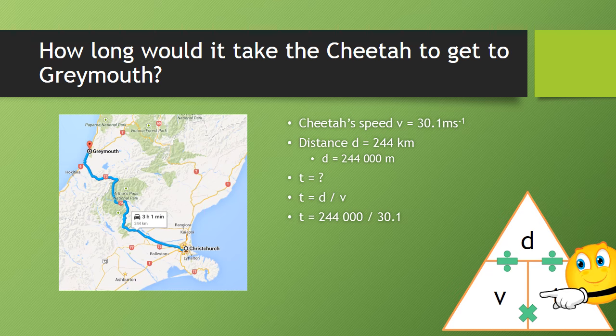If we plug in those numbers, we get a time of 8,106 seconds. Divide that by 60 and we get 135 minutes. Divide that by 60 again and we get 2 hours and 15 minutes. Quite a bit faster than it would be to go by car.